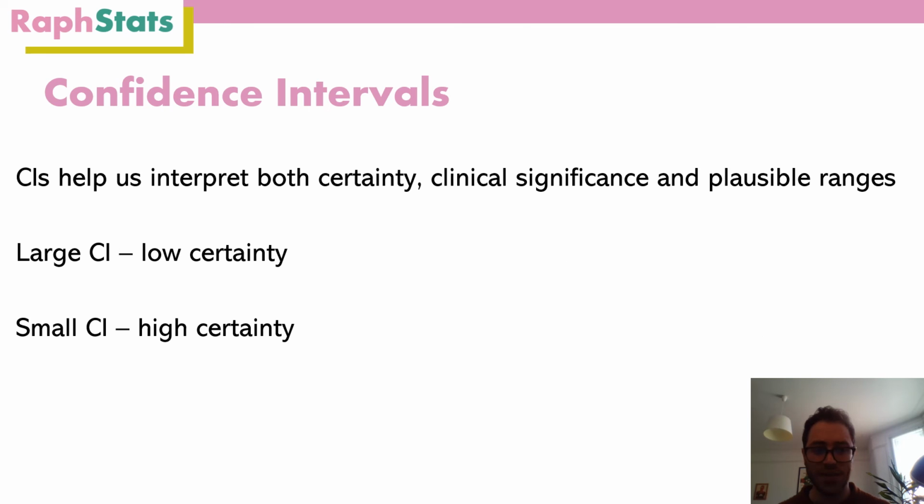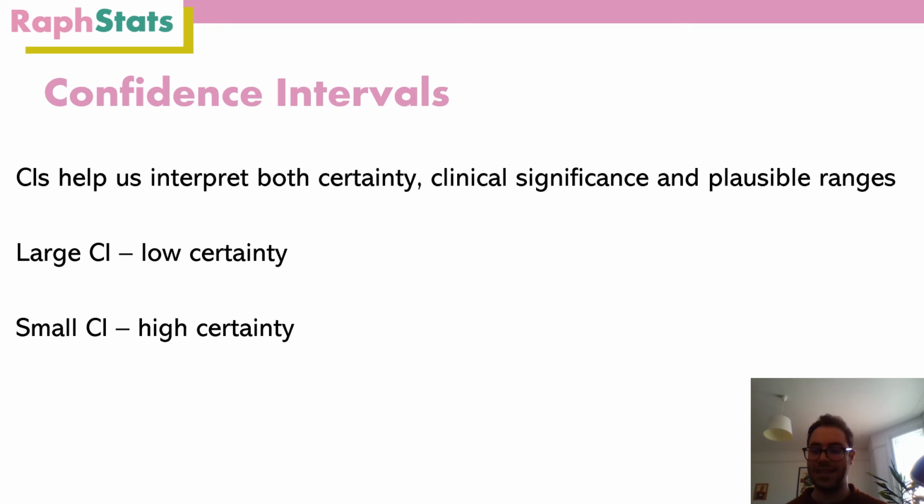So confidence intervals are great because they help us interpret certainty, clinical significance, and plausible ranges all in one. The wider your confidence interval, the lower the precision of your central estimate. If you think it's 5, but your estimate is minus 1,000 to plus 1,005, obviously your precision is completely whack. Whereas if your confidence interval is very narrow, you can be a lot more precise and certain that it lies within a narrow range, and it's much easier to make decisions based on that.